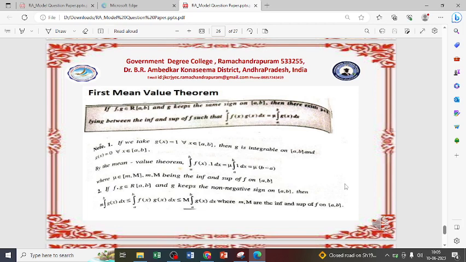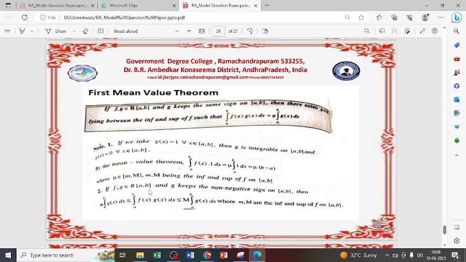Here we take g(x) to be equal to 1 for all x, in which case g is integrable, and g(x) is not equal to 0 for all x belonging to [a, b]. By the mean value theorem we have the integral from a to b of f(x) dx equal to mu times the integral from a to b of 1 dx, that is nothing but mu times (b minus a), where mu belongs to the closed interval [m, M], where small m and capital M are the infimum and supremum of the function f on [a, b].